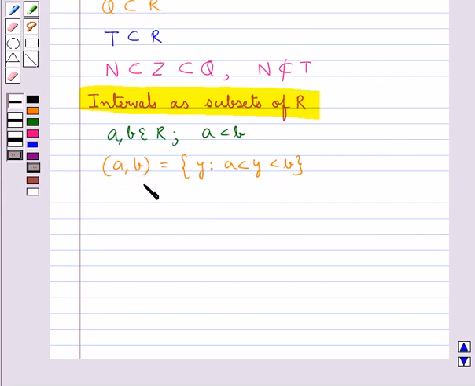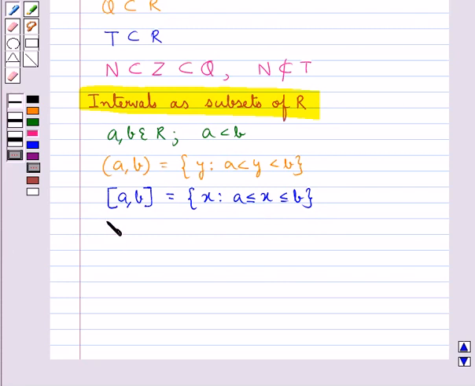Now the interval which contains the endpoints also is the closed interval [a, b]. This is equal to the set of x such that x is greater than or equal to a and less than or equal to b. That is, this interval contains all the points between a and b and also the points a and b themselves.